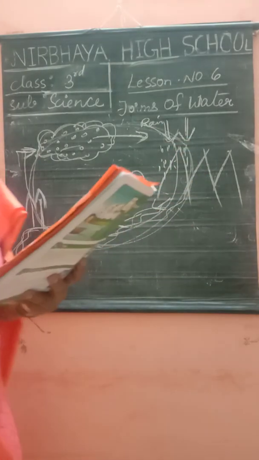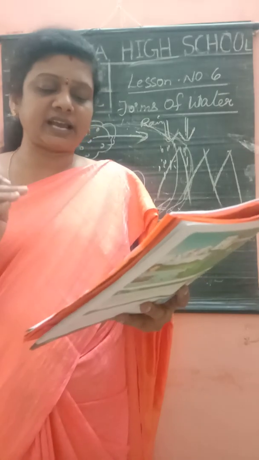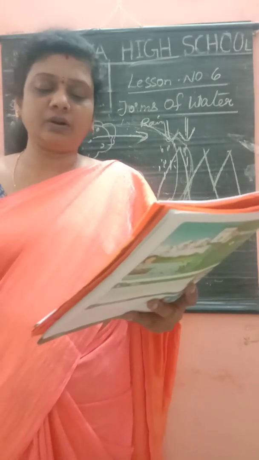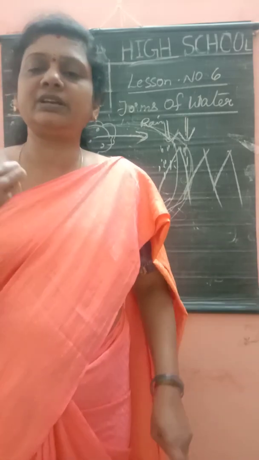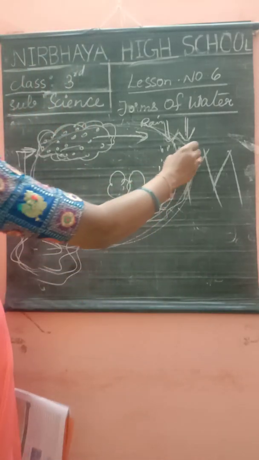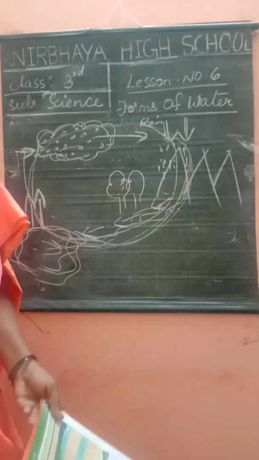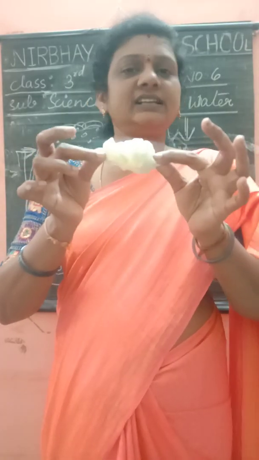The water changes its forms and always moves from the water bodies to the clouds and back. This movement is called the water cycle. Yes, understood, children? Okay.